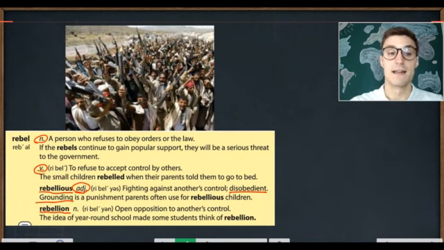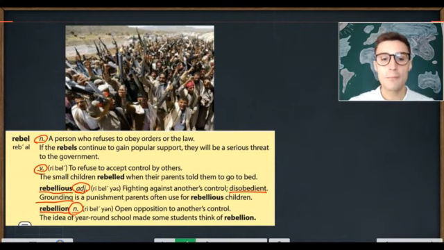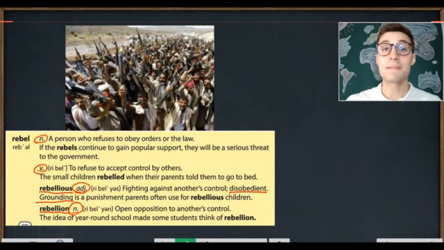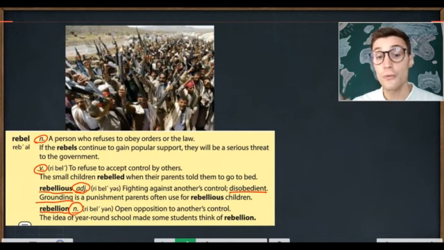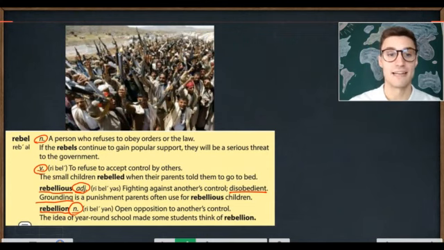Rebellion is another form of the word. Rebellion is the name of the open opposition one takes to another's control. The idea of year-round school made some students think of rebellion. So they thought of standing against that idea. That is the rebellion.